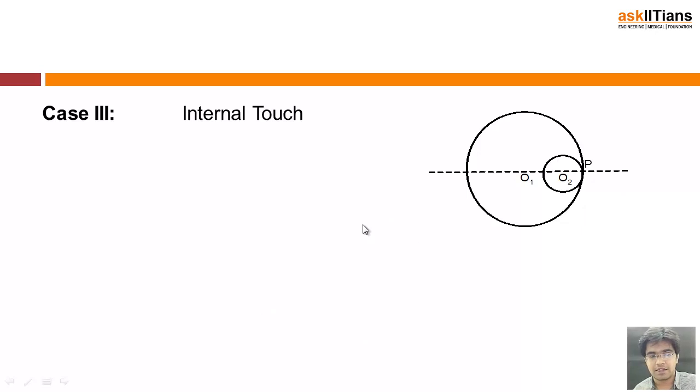Now case 3. The previous case was an external touch. This case is internal touch. The circles are still touching, but they are touching internally. In this case, you can see that we can draw only and only one common tangent at this point of contact P. We can draw only one common tangent. We know this value of P.